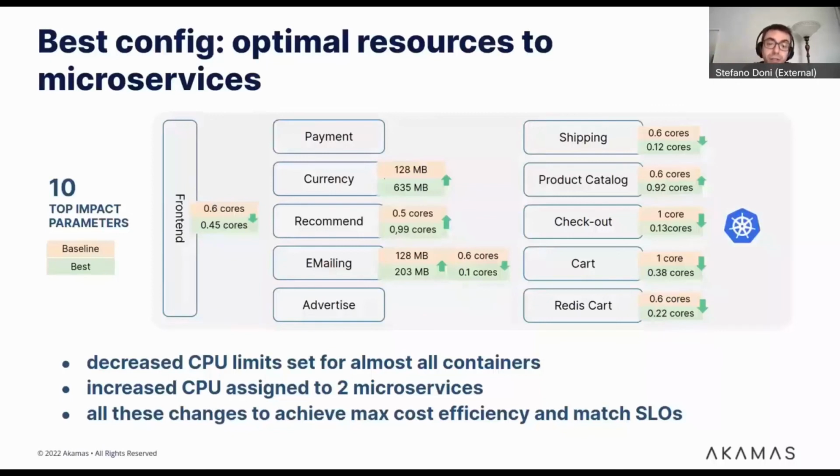But as you can see also, machine learning didn't simply decrease the CPU, because that would lead to a violation of the SLOs. In fact, for two specific microservices, machine learning figured out that it had to increase the amount of CPUs, because, for example, those may become bottlenecks and violate our SLOs.